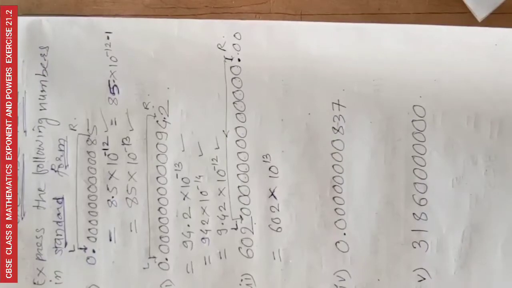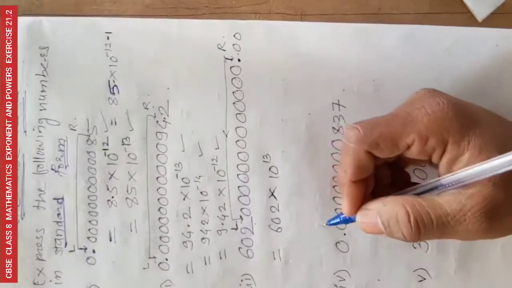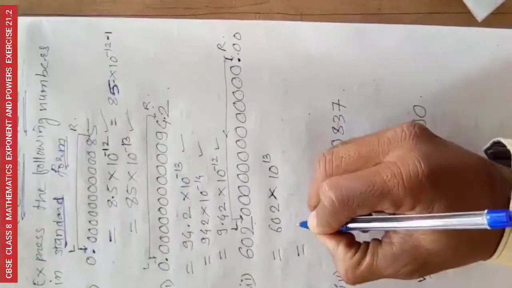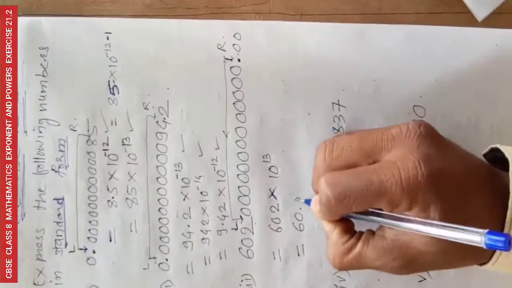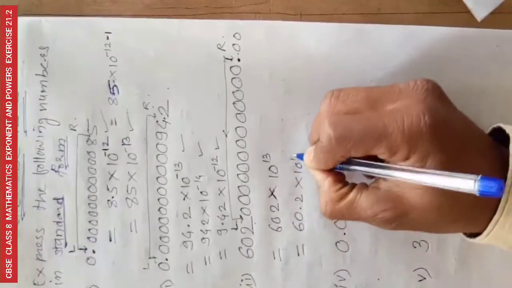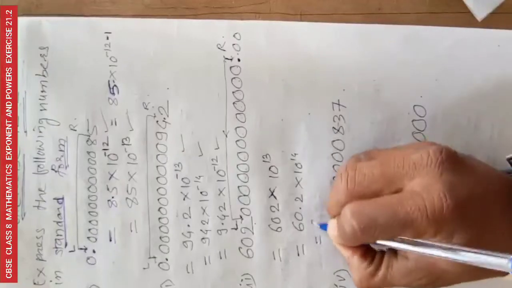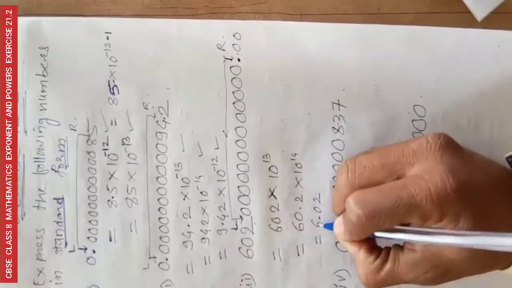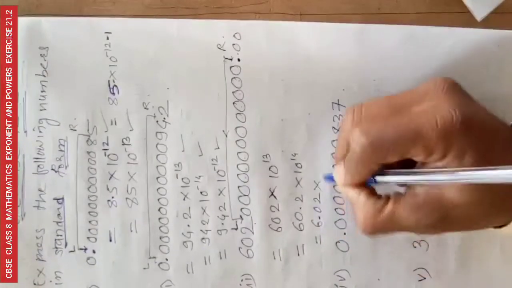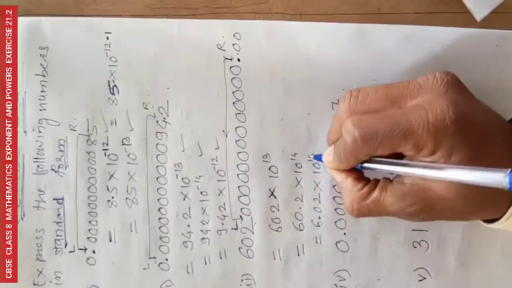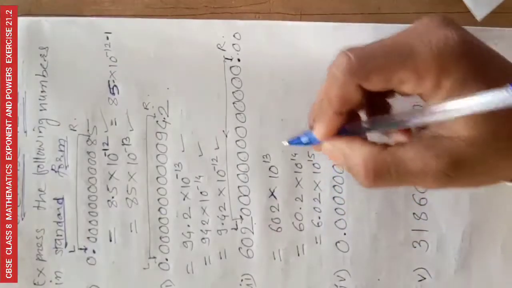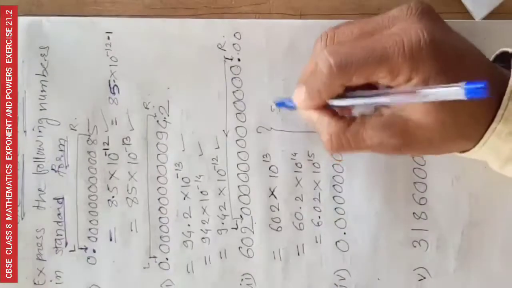So 602 into 10 raised to the power 13 can also be written as 60.2 into 10 raised to the power 14. If we write down 6.02 into 10 raised to the power 15, etc. All are answers. This is the standard form.